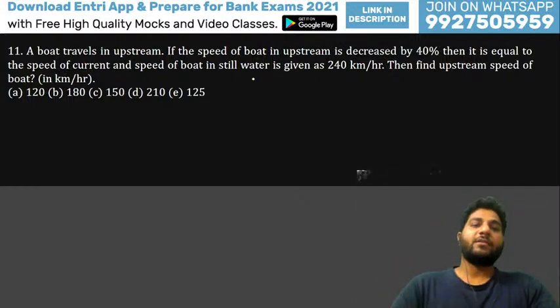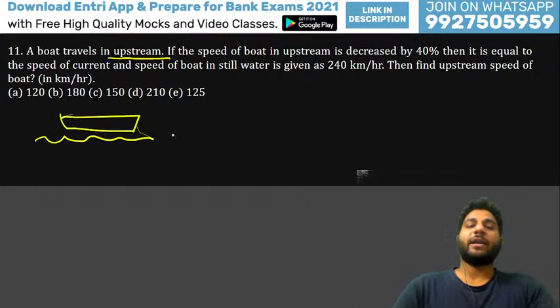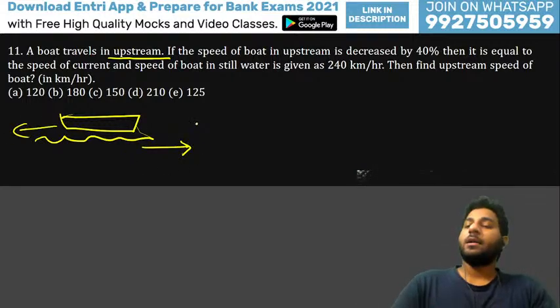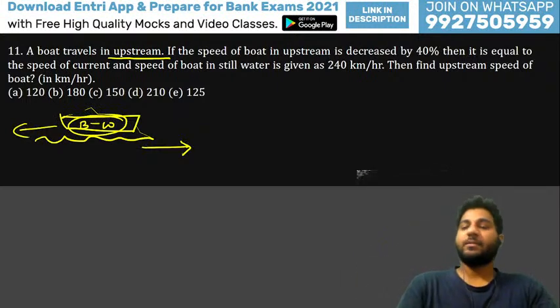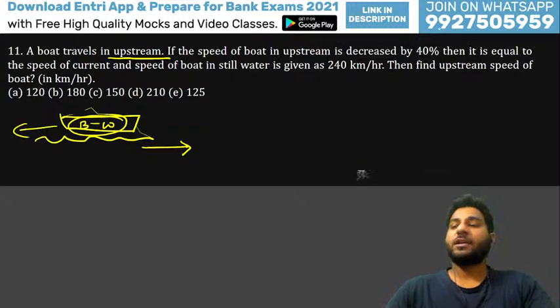A boat travels, so it's a boat and stream question. A boat travels upstream. Upstream suggests that you are going against the current. Let's say that a current is flowing in the right direction, that means you are going in the left direction. Then in that case your boat speed will be repelled with the speed of water, that means it will be subtracted.